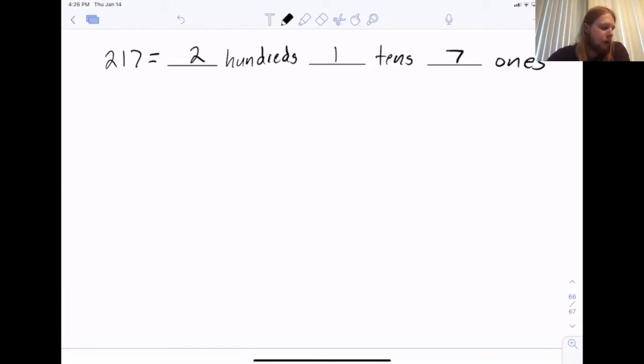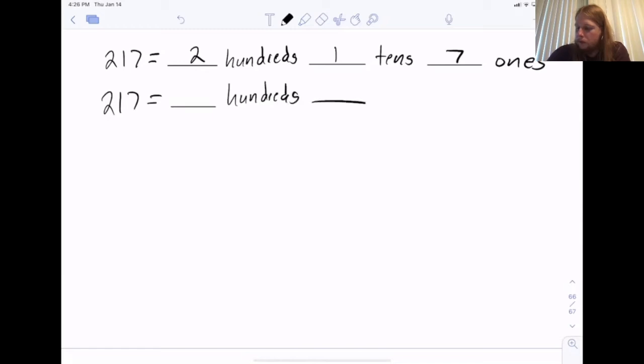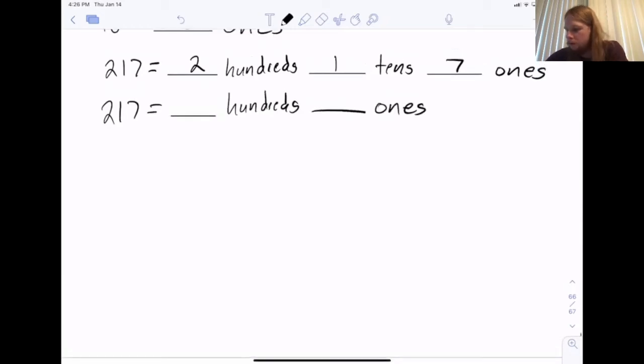The tough part is what happens with 217 when we only want to know hundreds and ones. So we don't want to know tens anymore. We only want to know hundreds and ones.